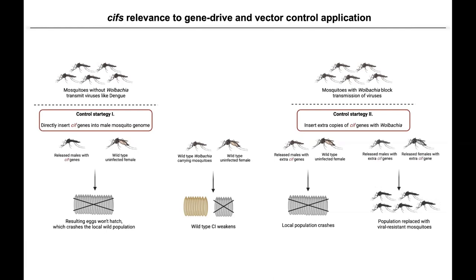Also, altogether with males, if you release females that carry extra CIF genes, these crossings will lead to rescue, meaning the propagation of mosquitoes in the field population with Wolbachia. So that population will eventually have reduced vector competence to propagate the virus. So this is how we can use the CIFs in vector control applications.